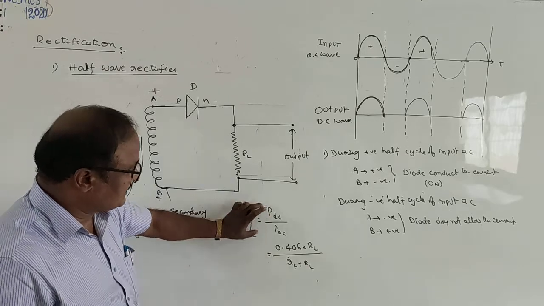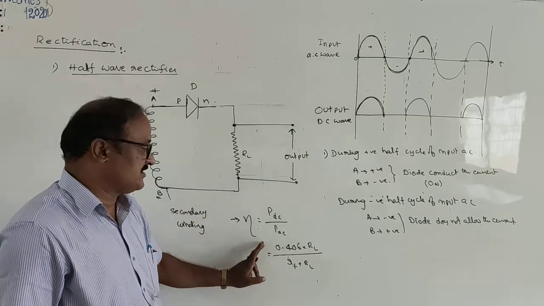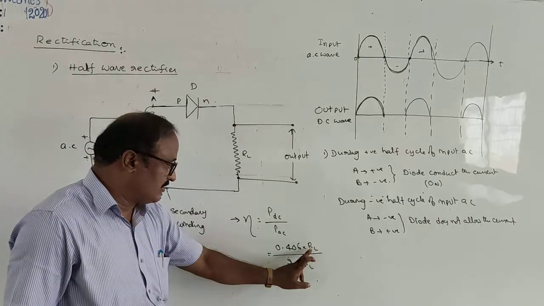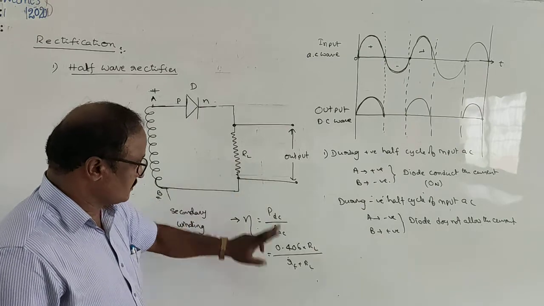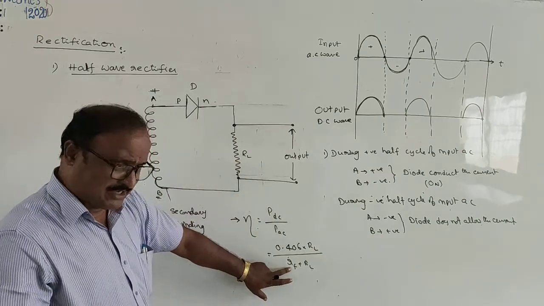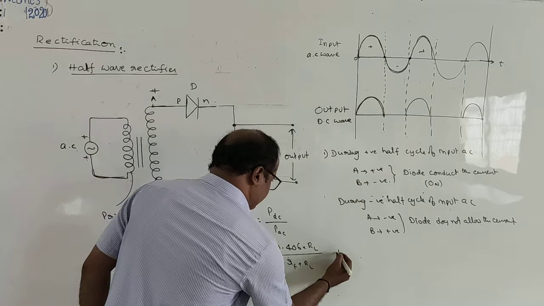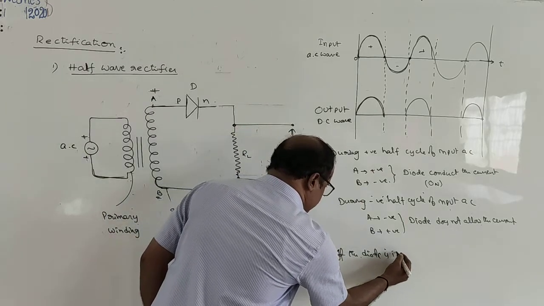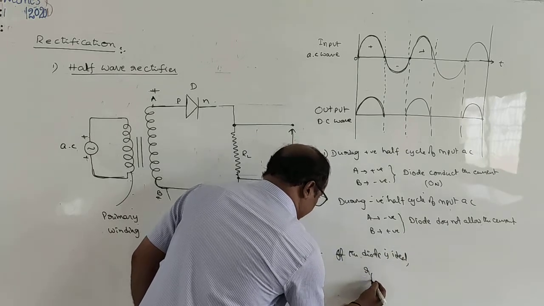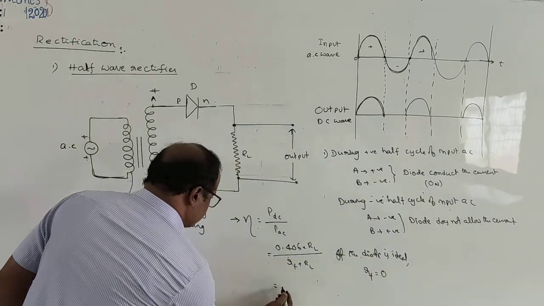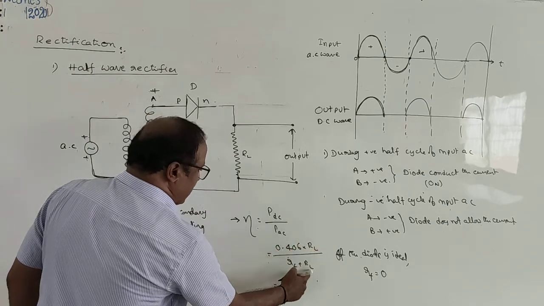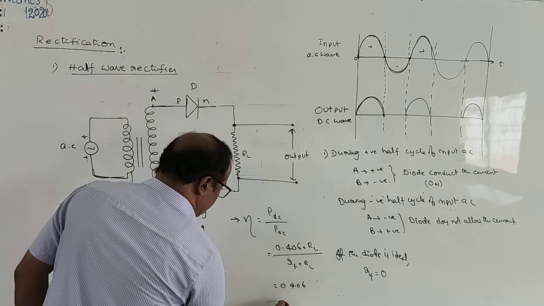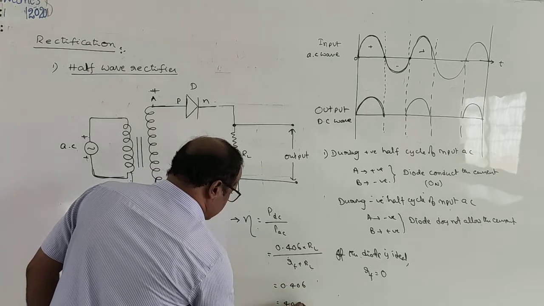This is the formula. The definition and derivation of the efficiency formula are not needed for our syllabus. Only remember this point. Here, RL is the load resistance and RF is the forward resistance of the diode. Suppose the diode is ideal, which means the forward resistance is equal to 0. That means 0.406 times RL by RL. RL cancels, so it is 0.406. Indicated as a percentage, it is approximately 40.6%.